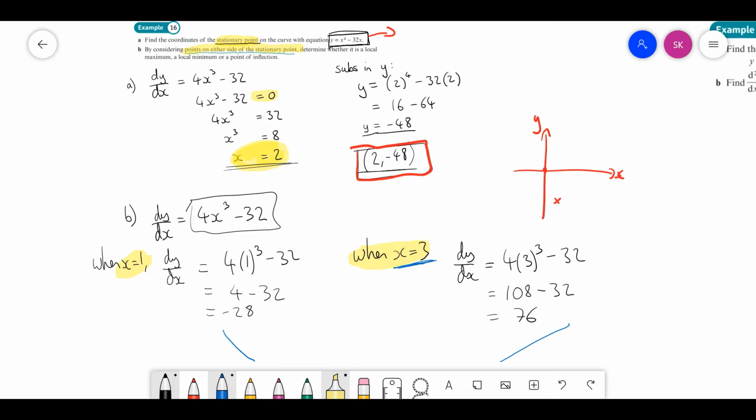So let's just understand this. When x is 1, we've got a negative gradient. When x is 2, we've already figured out, we've got a stationary point. The gradient is 0.